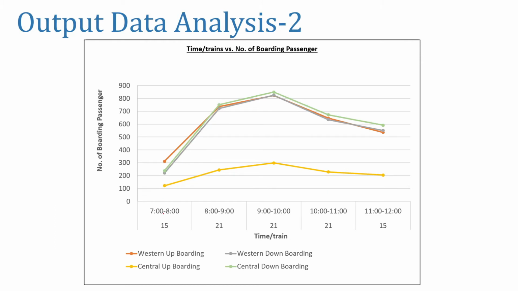Now we plotted this data against the time and the number of trains in that time interval, and on the y-axis we have kept the number of boarding passengers. So we can see one line is relatively lower, and that line is Central up boarding, which is the line going towards Thane or Kalyan. So in the morning, the number of people going towards Thane or Kalyan is very low compared to the other direction.